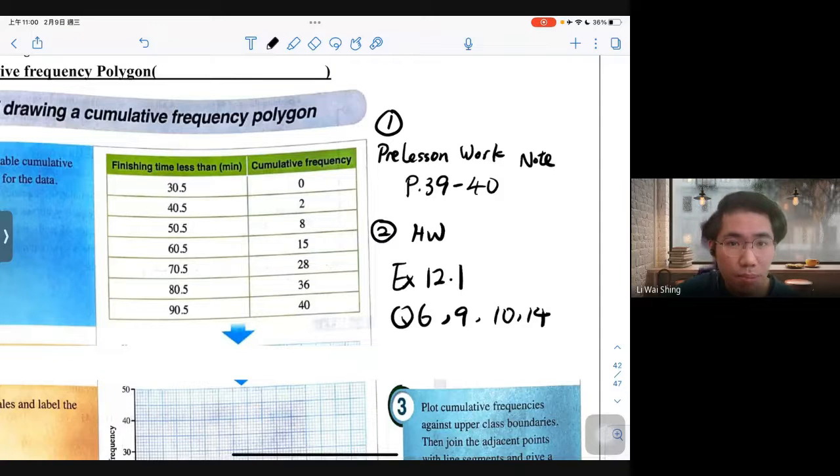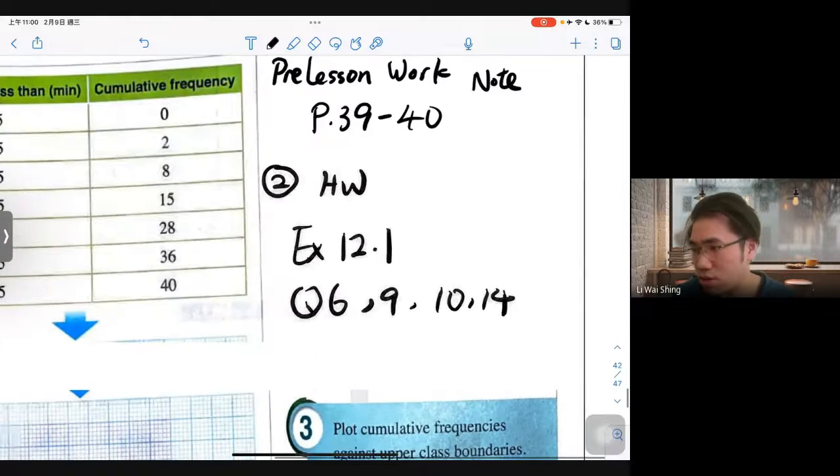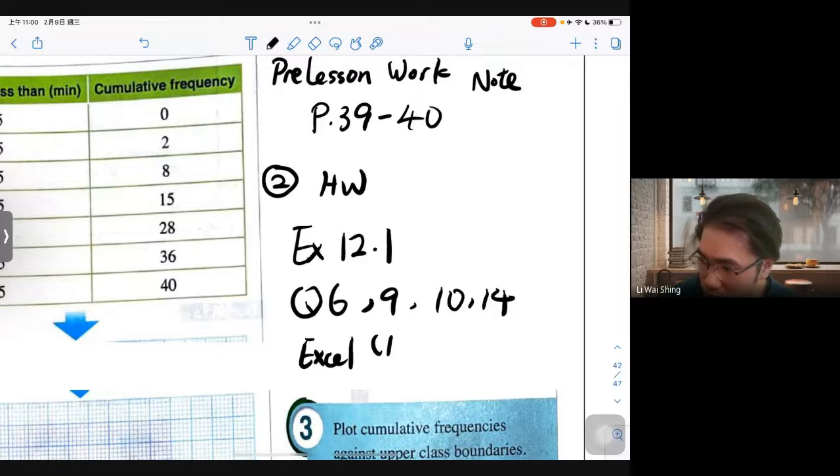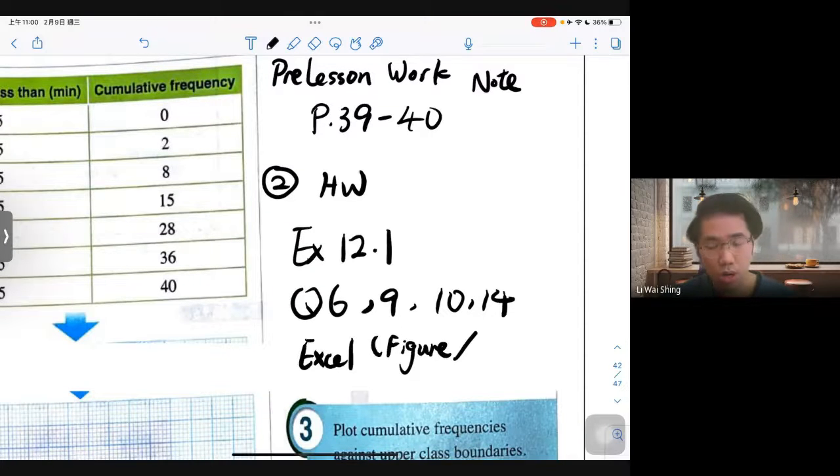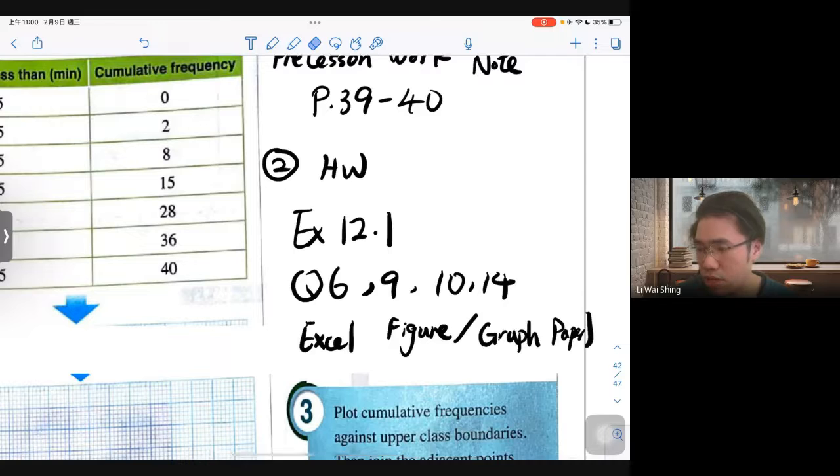So remember, when you are drawing the figures, use Excel to draw figures, or you can draw it on graph paper if you want. It doesn't matter. You can choose to use Excel to draw figure, or you can use graph paper to draw it. It doesn't matter. Okay?